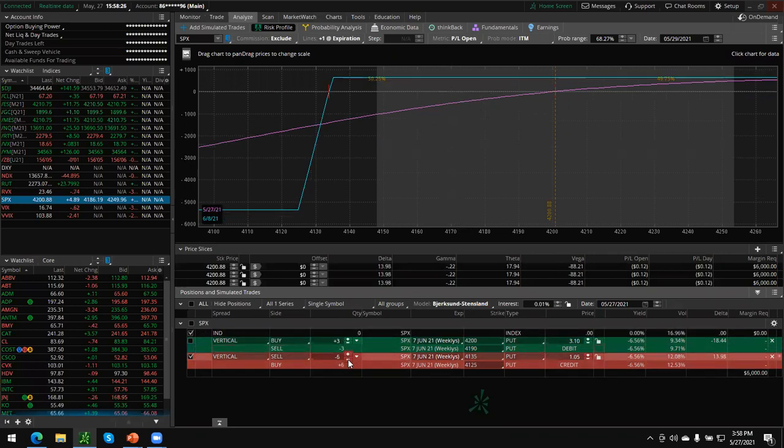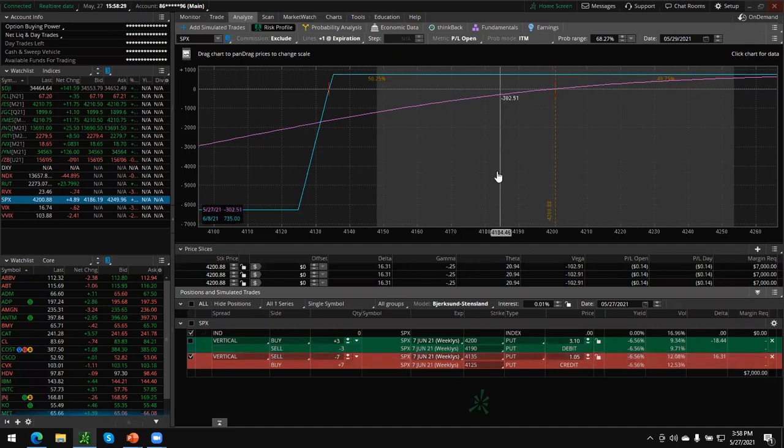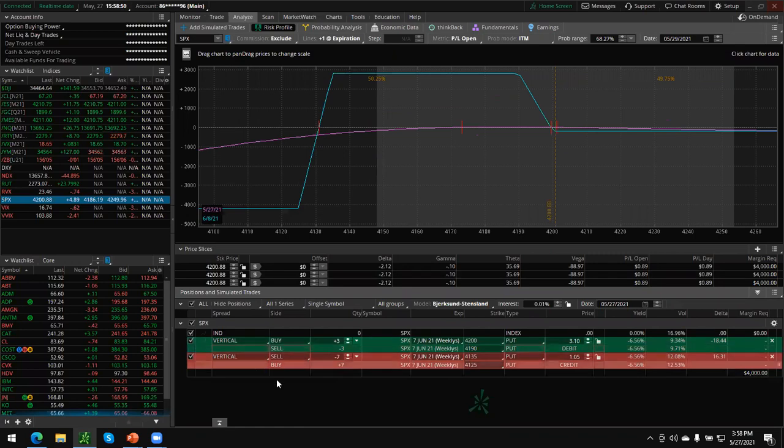If I made it 7 lots, I have 735 divided by 930. That's 79%, that might be okay. And I have sold more premium, so this might make a little bit more profit. It takes more margin, and, you know. So let's run with this.